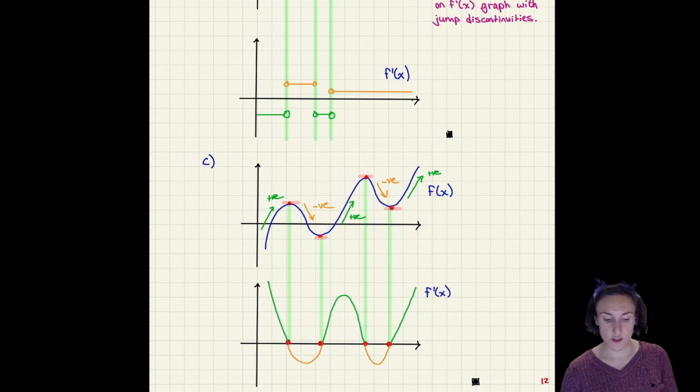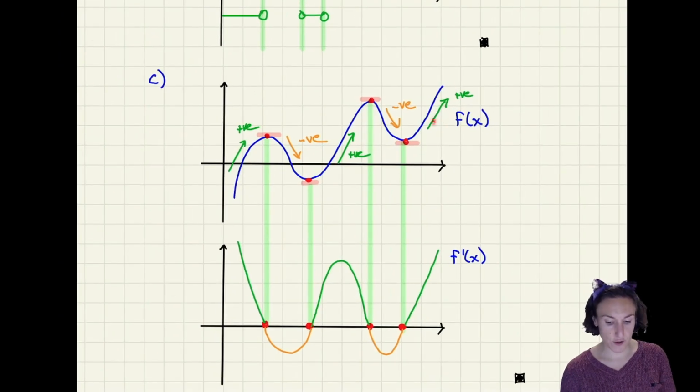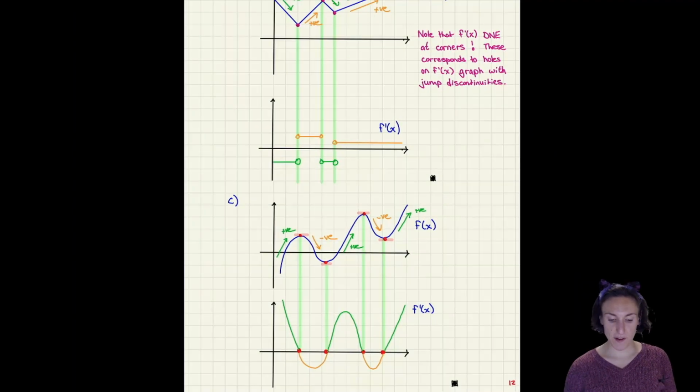One of the main things to remember when you're drawing the derivatives of a function is that wherever your function is going up, your plot will be in the positive y region. Whenever your function is decreasing, your plot will be in the negative y region. And to see where that switch happens, we see where these horizontal tangent lines are. I hope you found that helpful.